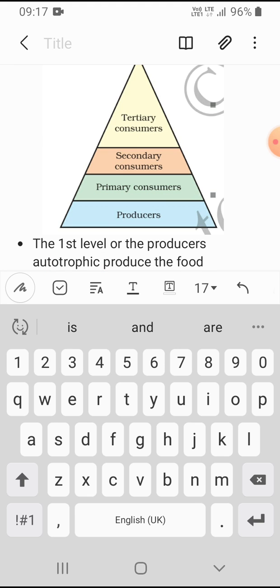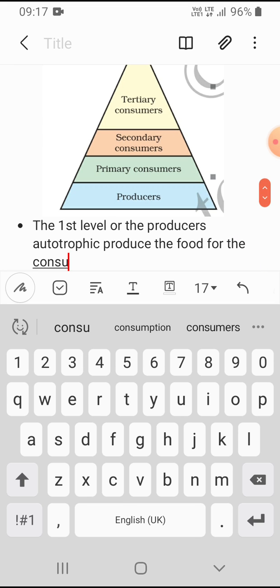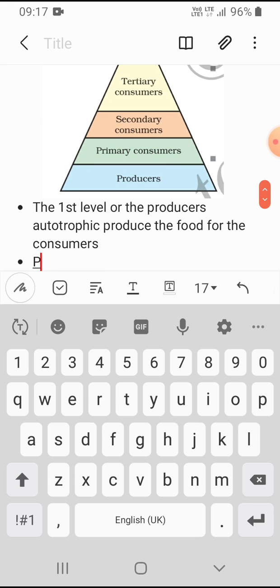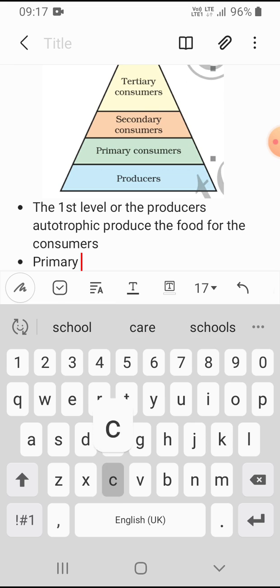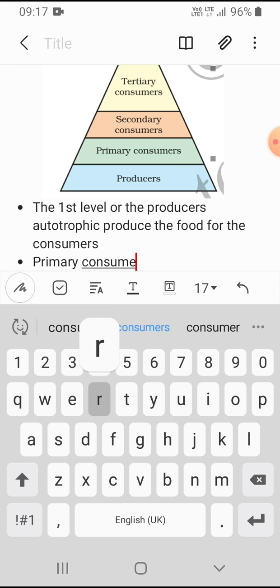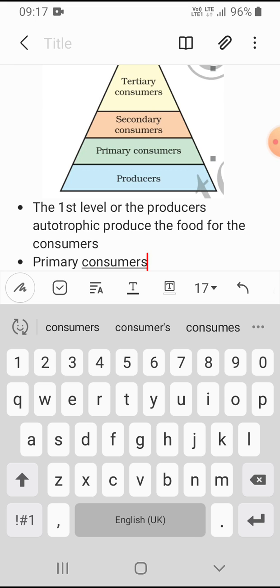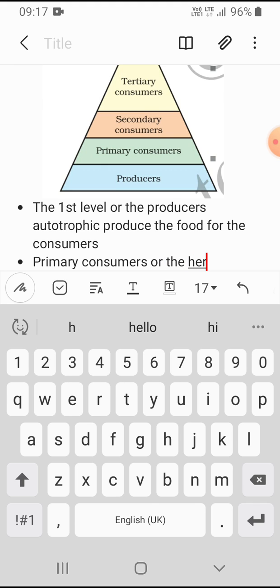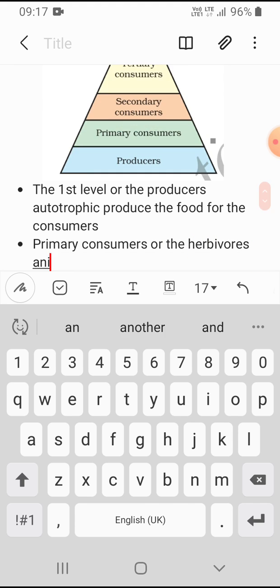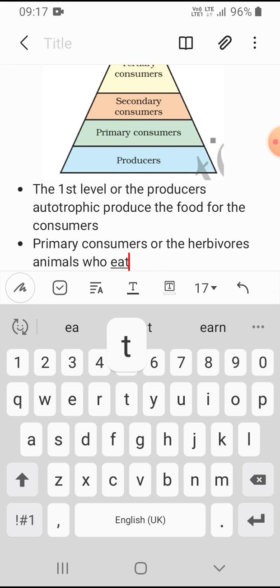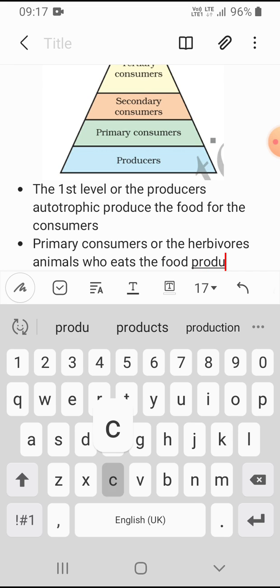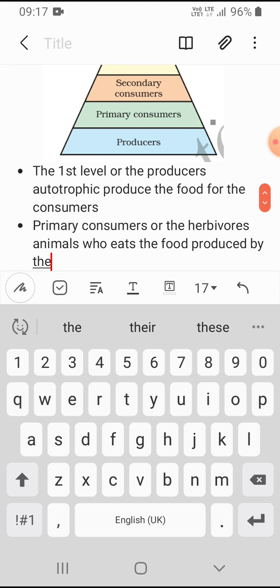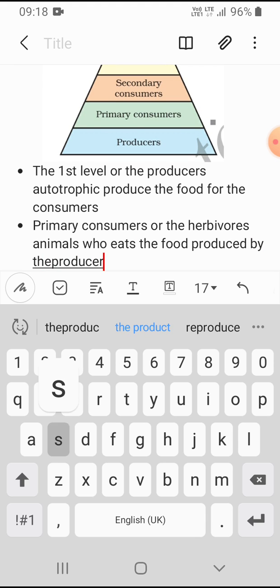Autotrophs produce the food for the consumers, which we can now call primary consumers. Here you can see the primary consumers. Primary consumers are the herbivorous animals who eat the food produced by the producers, or plants, like that only.